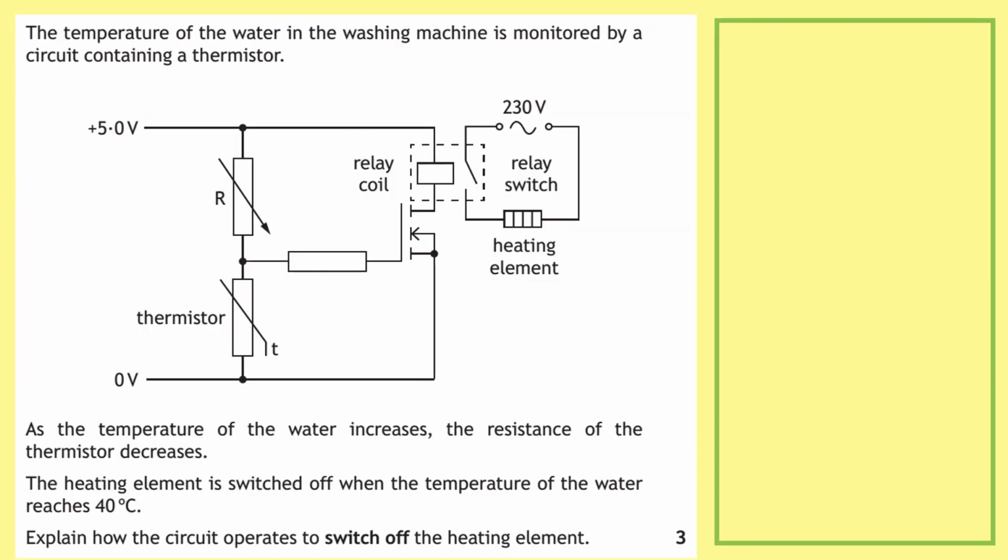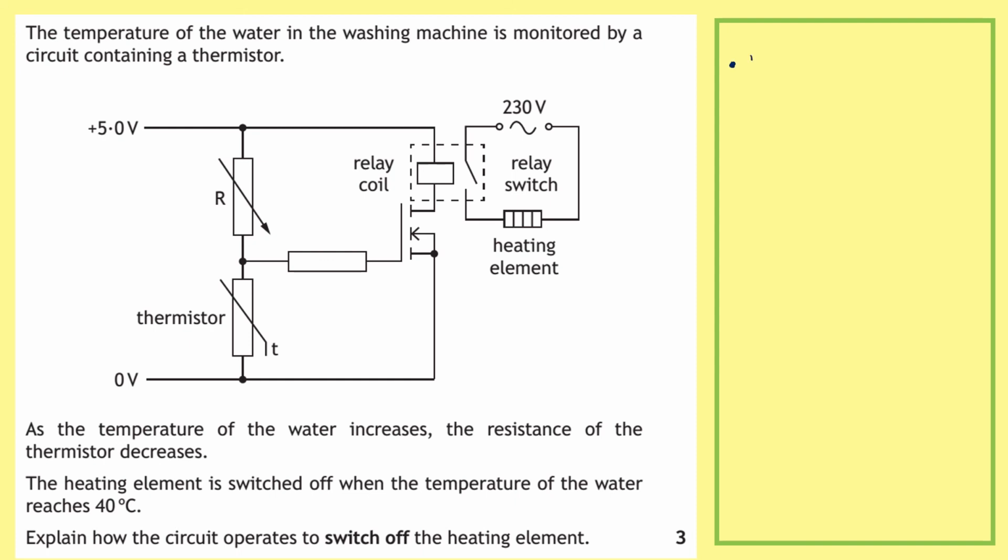Let's try another question. The temperature of the water in the washing machine is monitored by a circuit containing a thermistor. As the temperature of the water increases, the resistance of the thermistor decreases. The heating element is switched off when the temperature of the water reaches 40 degrees C. Explain how the circuit operates to switch off the heating element. They've already given us a little bit of information here, so we can start off by saying, as the temperature of the water increases, the resistance of the thermistor decreases.